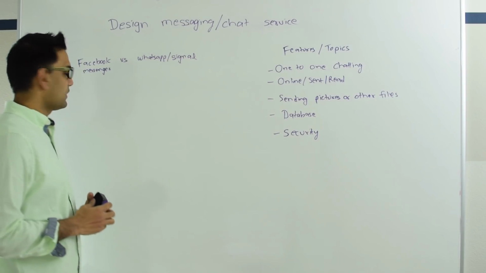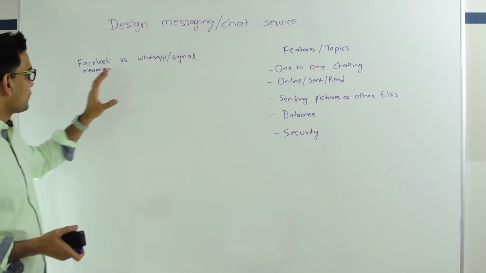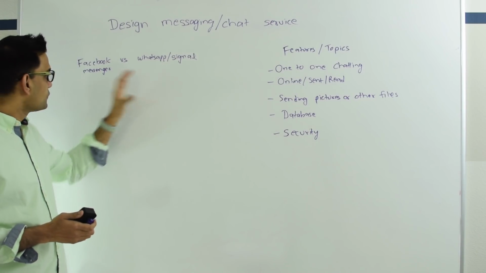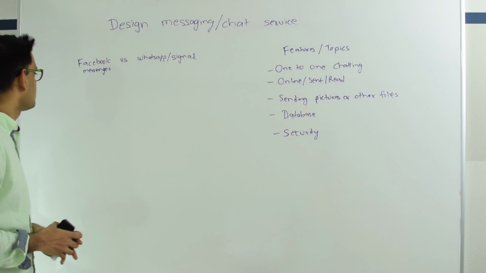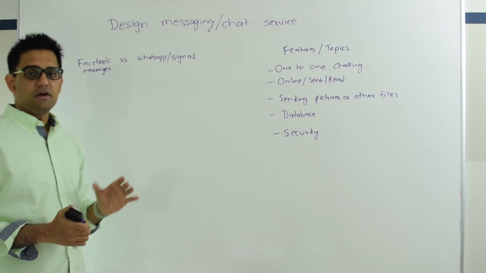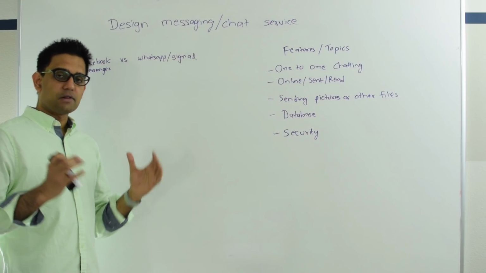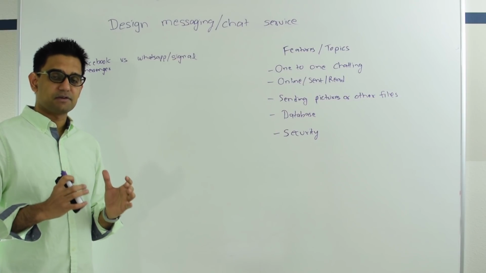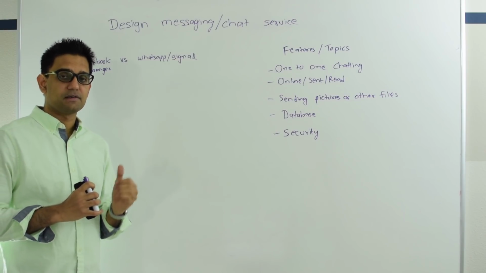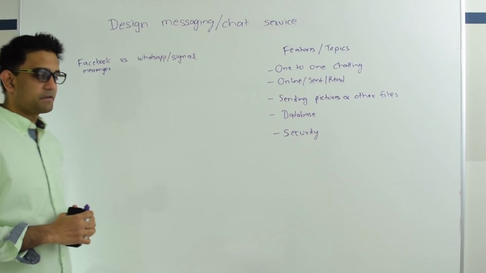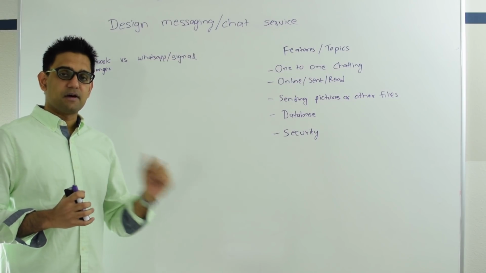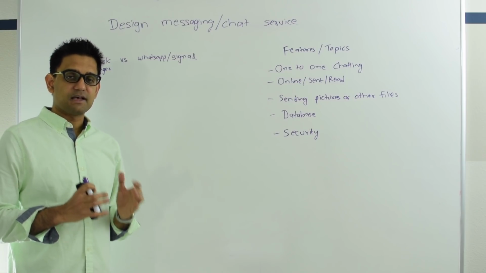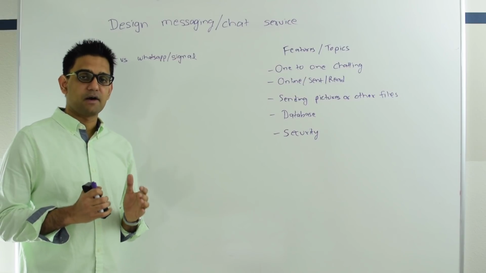So let's start with the subtle difference between Facebook Messenger versus something like WhatsApp or Signal. I'm sure all of you must have used one or both of these services. With Facebook Messenger, they keep all the data in the messaging service. Whatever you chat, they keep all that information in their system forever until you go ahead and delete them. And WhatsApp or Signal, as soon as the other party receives the message, they just delete the message.